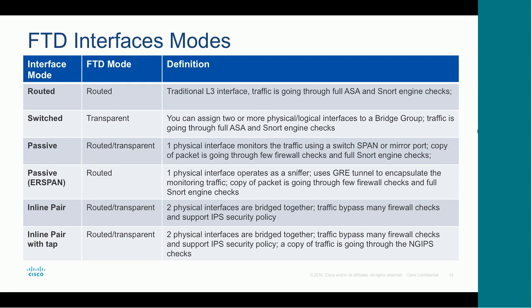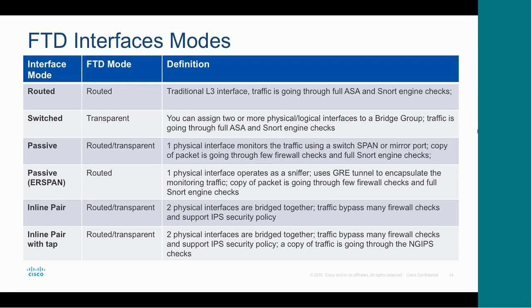A passive ERSPAN interface is acting like a passive interface with one additional feature. It uses a GRE tunnel to encapsulate the monitoring traffic. In inline pair, you have 2 physical interfaces which are bridged together. It's very similar to classic inline IPS, and we're working with the real traffic, which bypasses many firewall checks and supports IPS security policy. In the case of inline pair with stub interface, a copy of traffic is going through the NGIPS checks, so actual traffic is not affected.